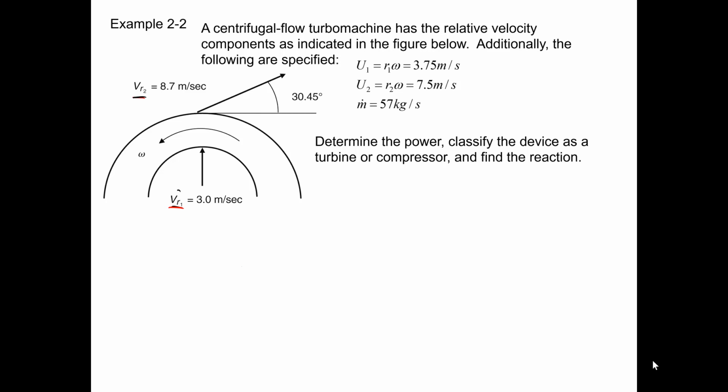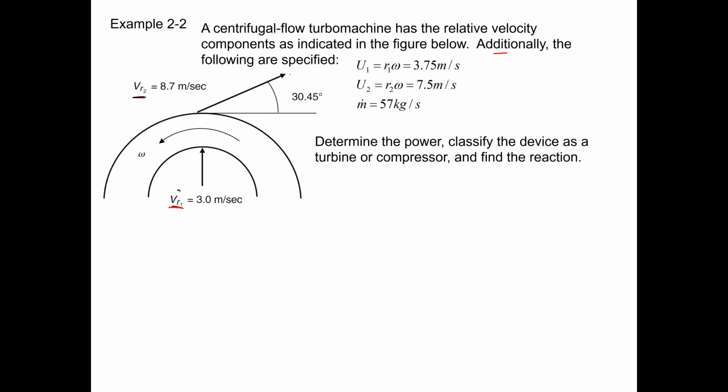Okay, let's start part two of chapter 2, Turbomachinery. So we're going to go ahead and launch into an example problem here. The example problem reads, a centrifugal flow turbomachine has the relative velocity components as indicated in the figure below.